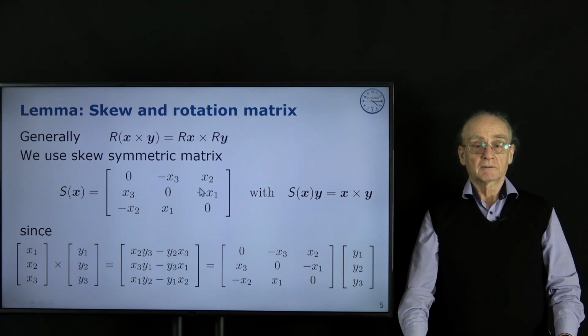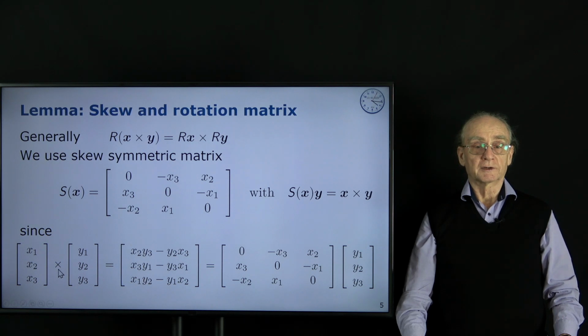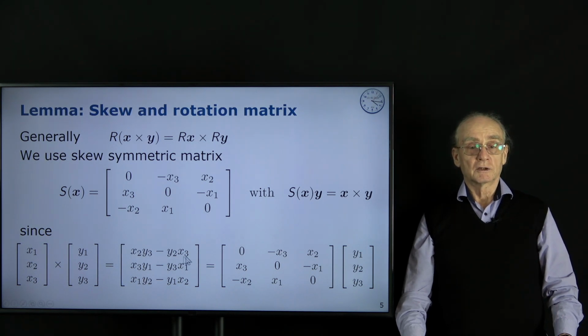And now we see that if we multiply the skew-symmetric matrix of x, that means this matrix, with some vector y, we actually get the same expression as you know from the cross product. So if we take x1, x2, x3 and y1, y2, y3 and take the cross product of these two vectors, you know that we get these determinants. So we get x2 multiplied with y3 minus y2 multiplied with x3, etc. So we get this expression, and now you see that this vector linearly depends on y.